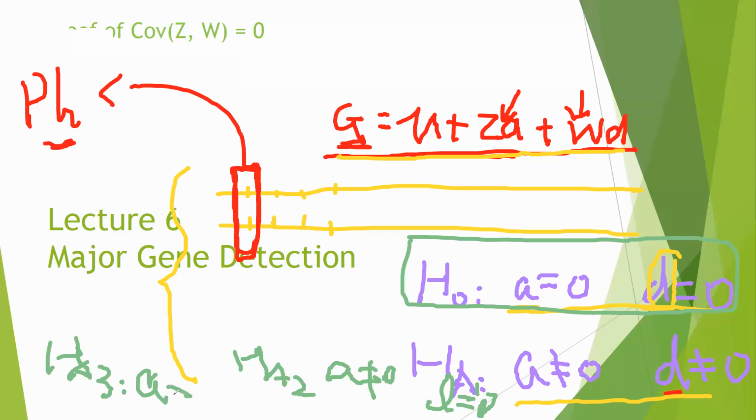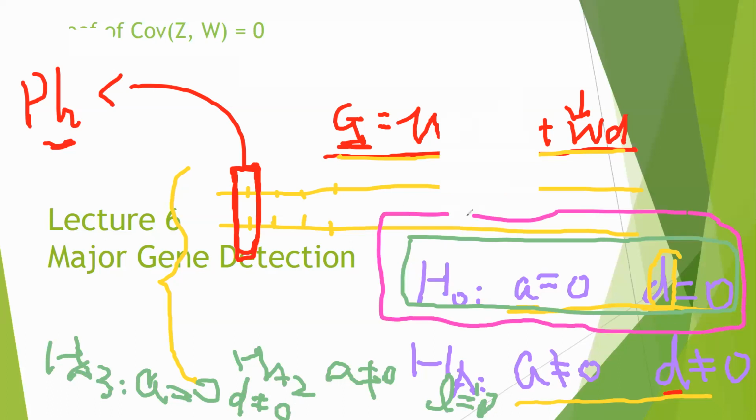So A equals 0, but the dominance effect is not equal to 0. All right, so this means if you cannot reject your null hypothesis, when you scan the genome you're going to ignore this part, because this locus is actually irrelevant to your phenotype, right? But when you scan the genome, if you identify any locus with either additive effects or dominant effects, or both, those loci are of interest.